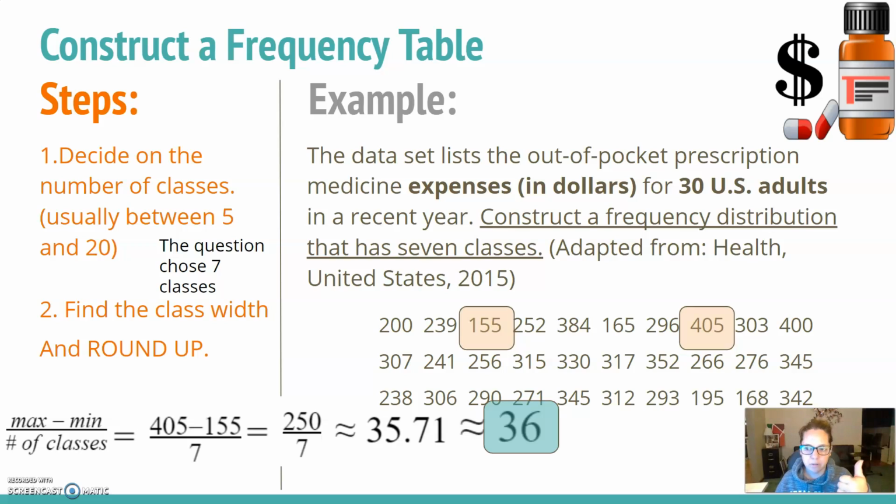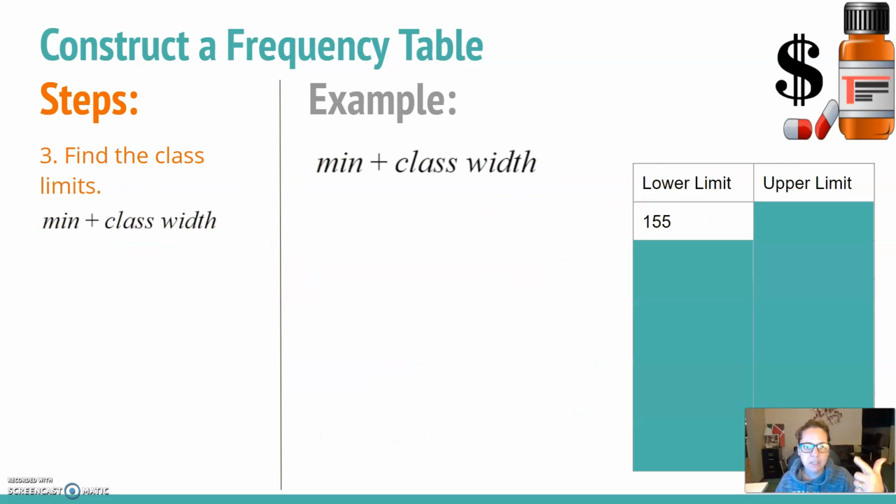So we've done step 1. They did it for us. Decide how many classes you want, how many groups. Step 2, figure out the class width and round it up. Step 3 now is figure out the class limits.